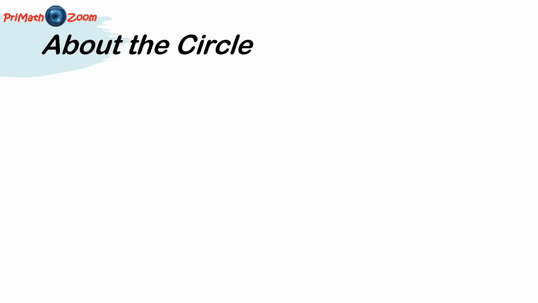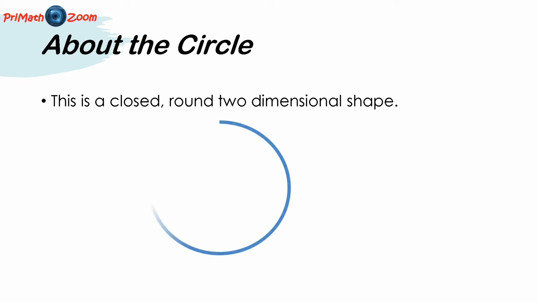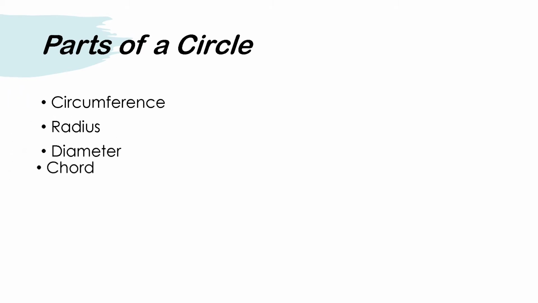What do you know about the circle? Well, we know that it is a closed, round, two-dimensional shape, like this. Right. Now, there are different parts to the circle, and we would just like to list them. We have the circumference, the radius, the diameter, the chord, the arc, the sector, and the segment.